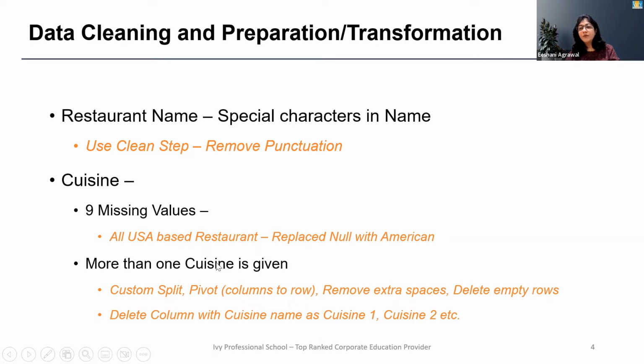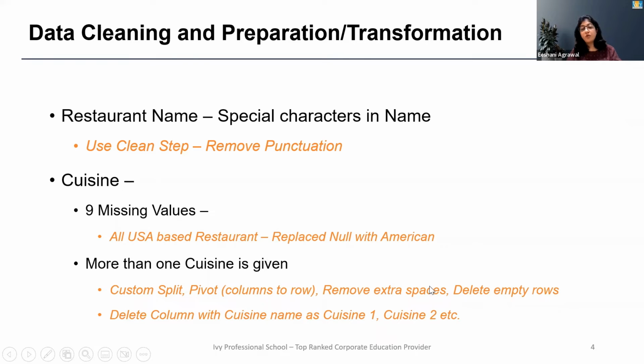Next, multiple cuisines were given. So we applied a custom split that converted one column into multiple columns. Then, in order to have an analysis, I cannot have three different cuisines sitting in three different columns. I had to pivot it again and convert the columns to rows.